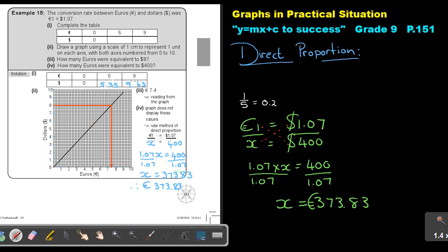Okay, I would just want to give you an example to do. Let's just go to the next page. It's just taking a little bit of time. We will just go to the next page.